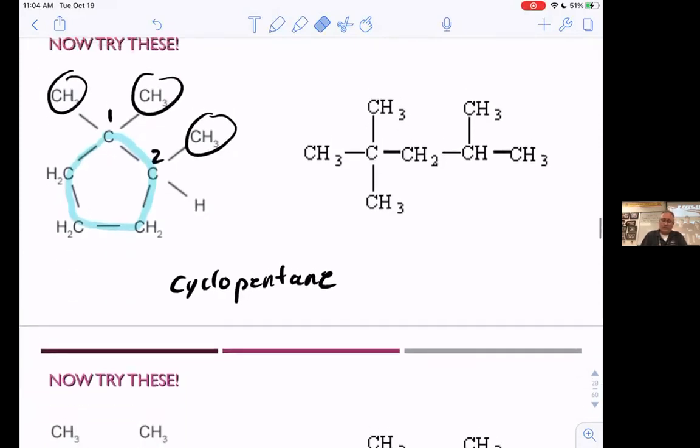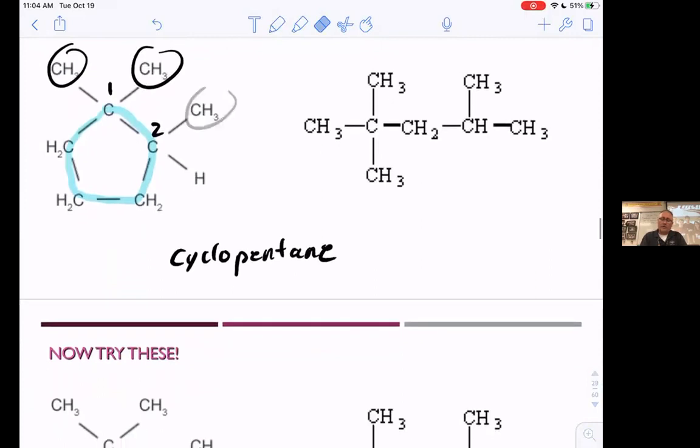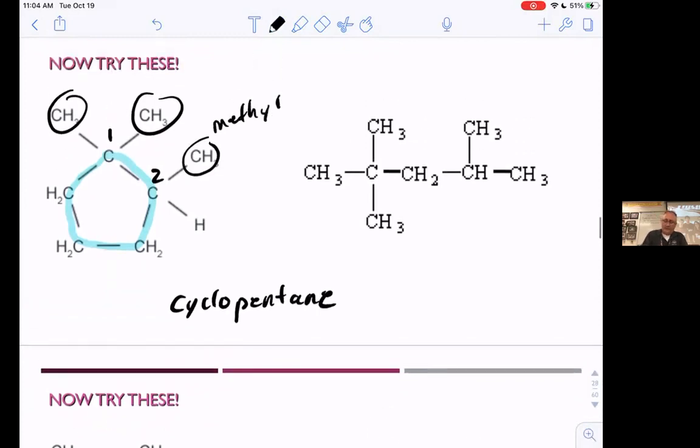I've got 1, 2, 3, and these are all methyl groups. So I'm going to have trimethyl, and then I have to tell where they are. So I have 1, 1, 2 dash, sorry, that didn't fit. 1,1,2-trimethylcyclopentane. Wow.